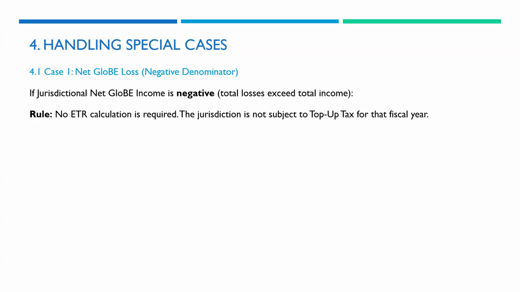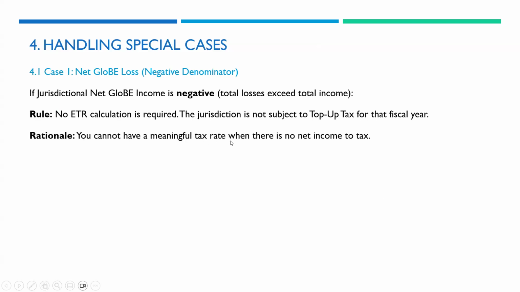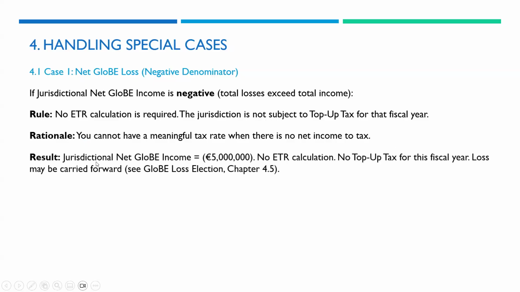Did you get it? Why? Because at the end of the day, if it's a loss, then there is no need of a top up tax. Okay, so you cannot have a meaningful tax rate when there is no net income. Let's say jurisdictional net income is 5 million negative. No ETR calculation, no top up tax for this fiscal year. The loss may be carried forward. Okay, you can carry forward the loss as a DTA benefit, but if the total of the denominator is negative, then there is no top up tax for you. Okay, this is scenario number one.